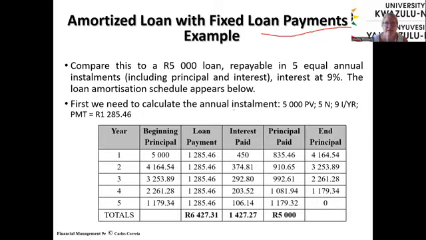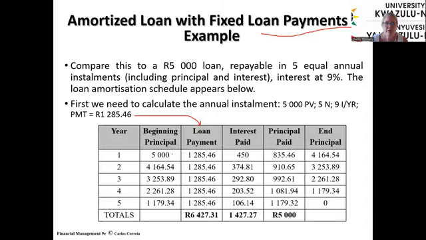We know how to do that. It's the payment when it comes to an annuity. So we enter 5,000 as the PV of the loan, 5 is the duration of the loan, 9 is the I/YR, and the payment, which includes both principal and interest, will be 1,285.46. So that's how you populate your loan payment column.